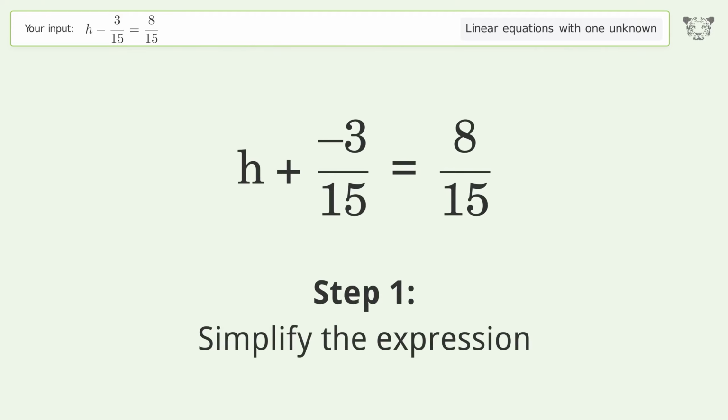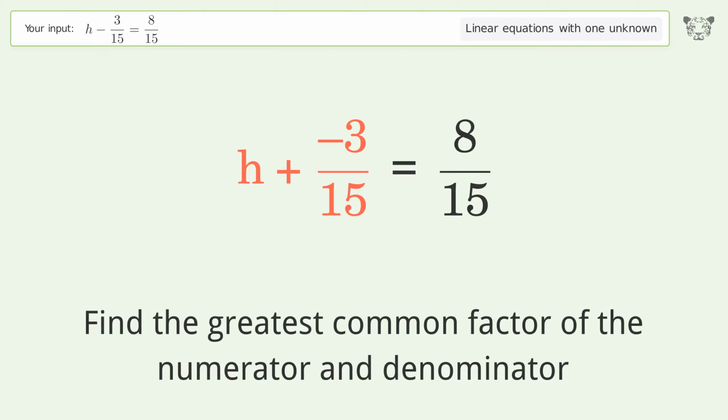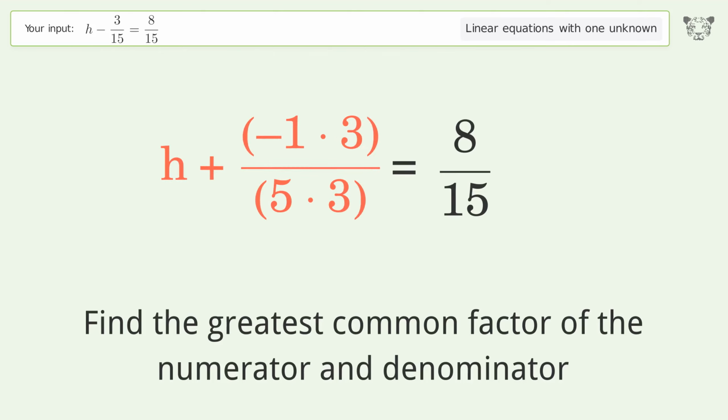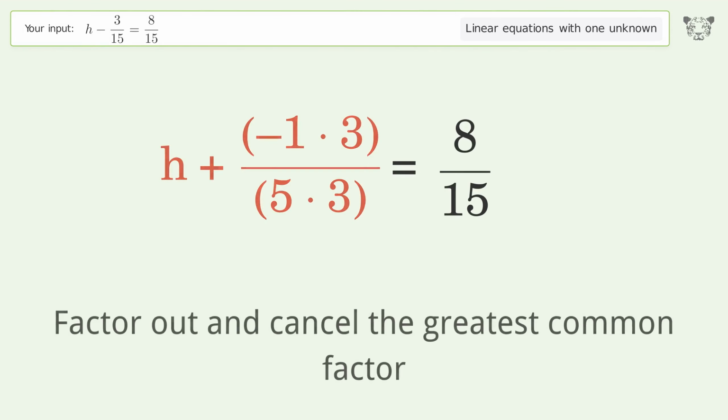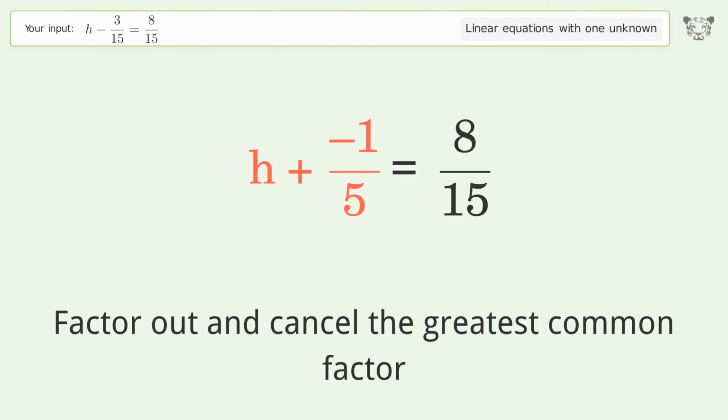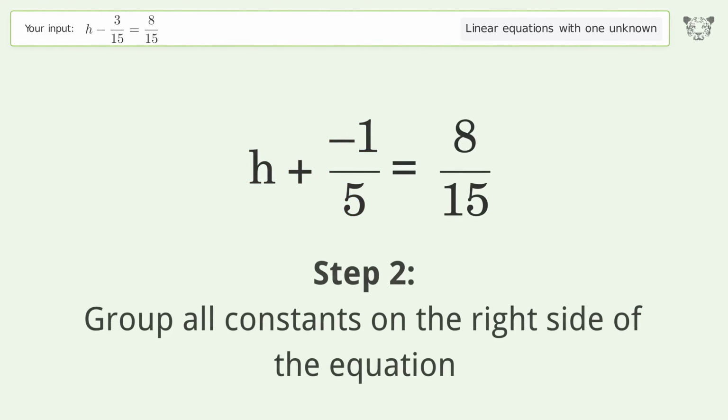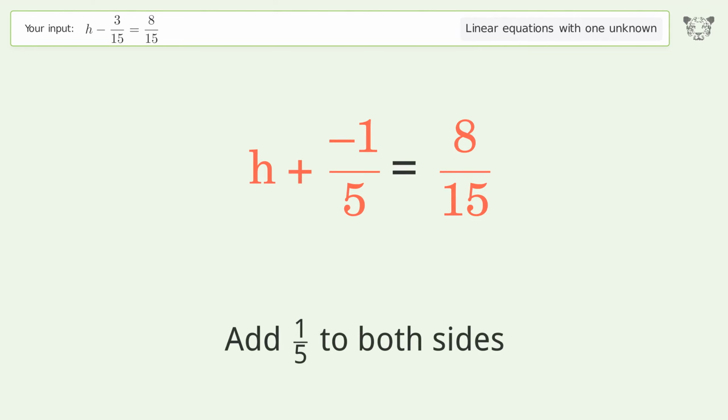Simplify the expression. Find the greatest common factor of the numerator and denominator. Factor out and cancel the greatest common factor. Group all constants on the right side of the equation. Add 1 over 5 to both sides.